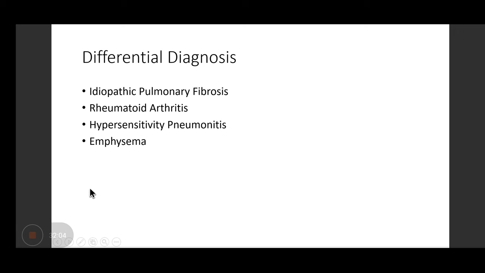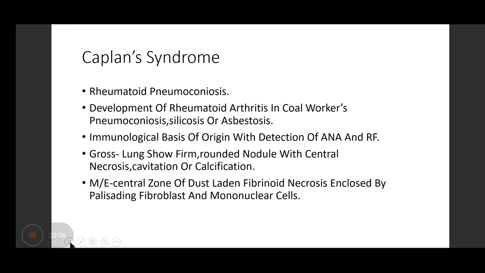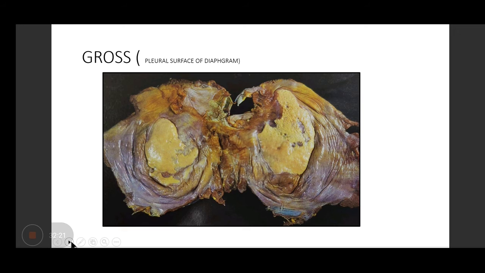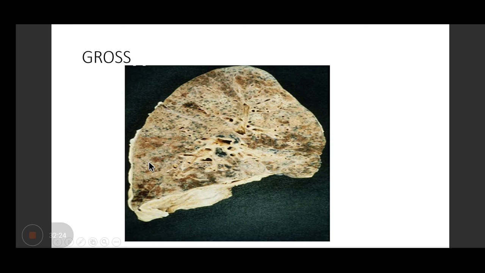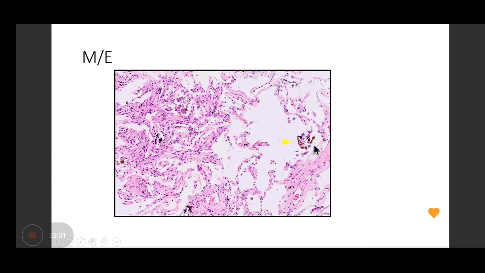So grossly, plaques can be seen on the pleural surface of the diaphragm. There is pleural thickening. There is also deposition of carbon particles. And on microscopic examination, golden brown fusiform or beaded structures can be recognized. So what will be the diagnosis for this?